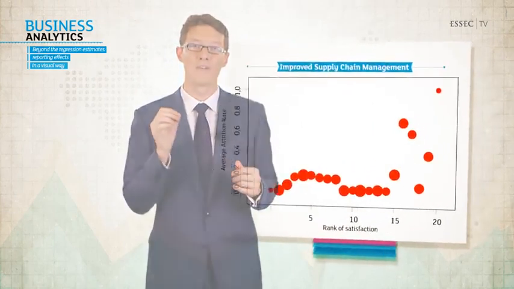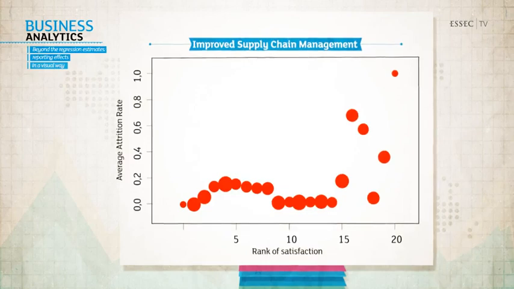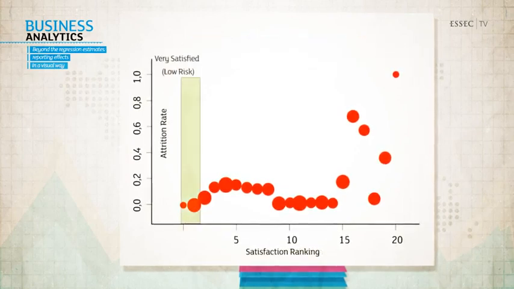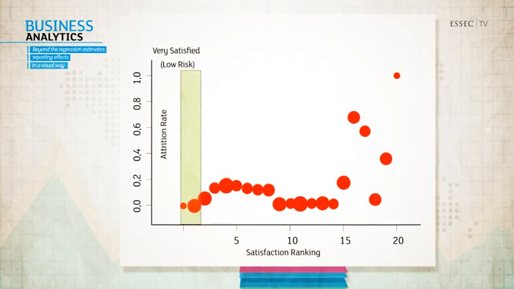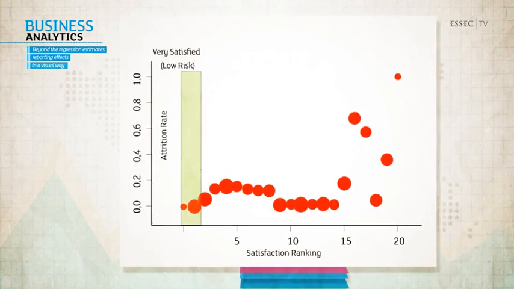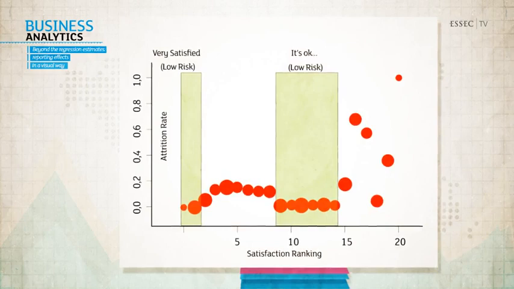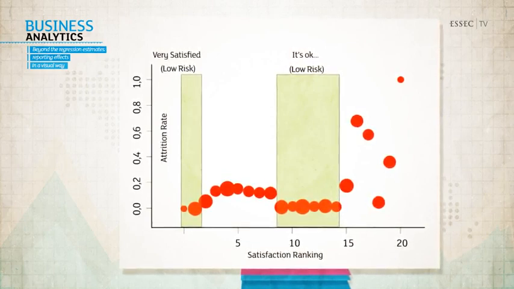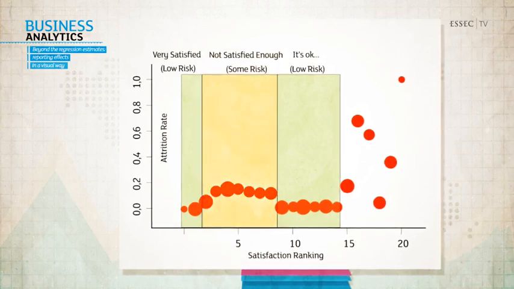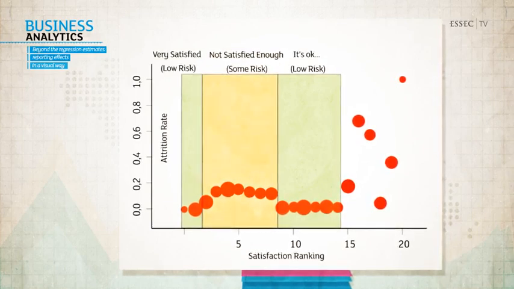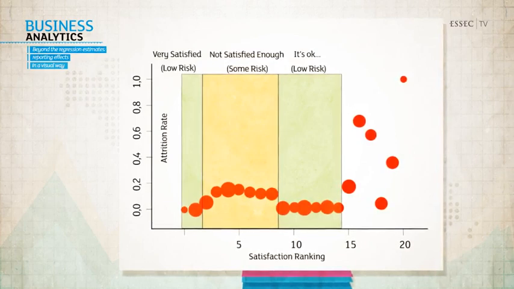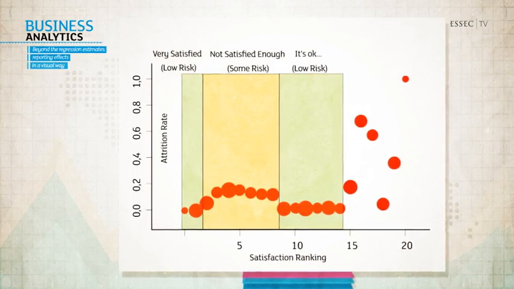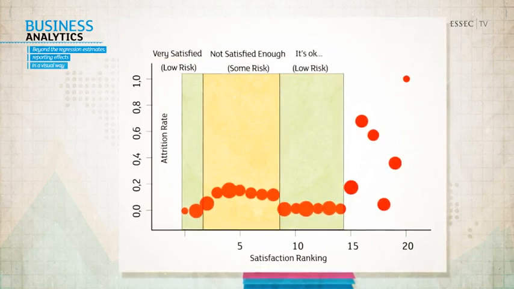Let's look into the details because here we observe very interesting non-monotonous effects. First, we have the very satisfied employees. They report a low risk of leaving the company. And we also have what I'd call the "it's okay" employees. Not very satisfied, but they are okay and they won't move. Now in between, we have something very strange. The employees that are satisfied, but still not enough, since they present a higher risk of leaving than other employees that are more or less satisfied.